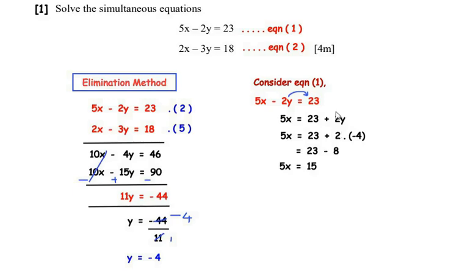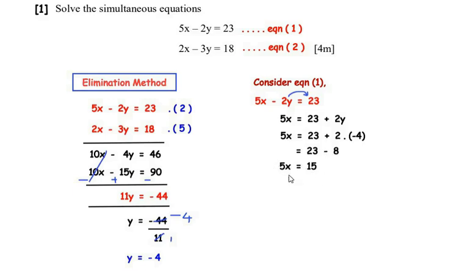Now in the next step, we have substituted the value of y as negative 4. So we get 5x is equal to 23 plus 2 times negative 4. So this simplifies as 23. Now plus 2 times negative 4, we get negative 8. So 5x is equal to 23 minus 8 gives us 15.